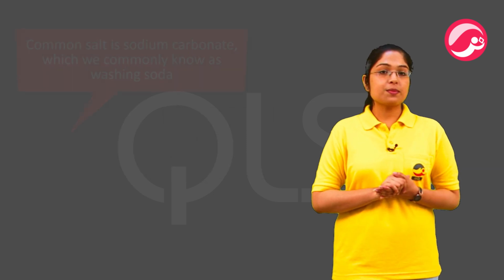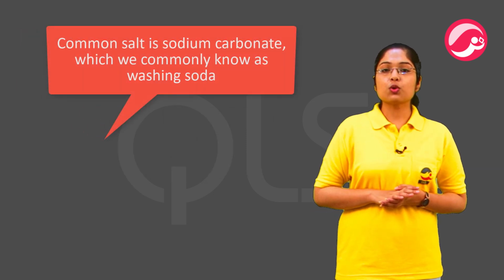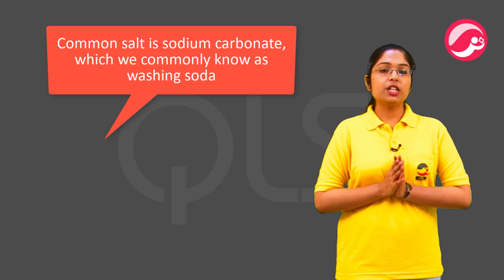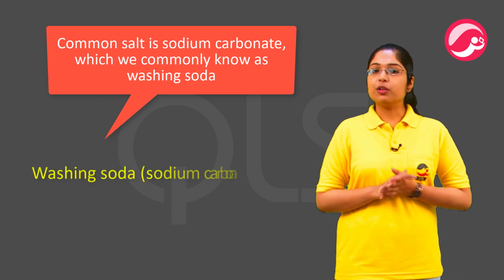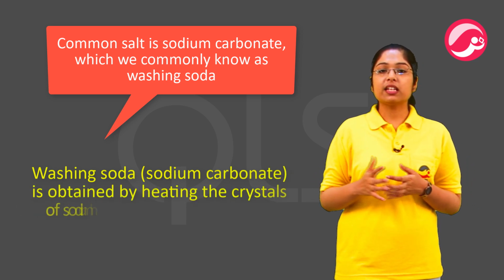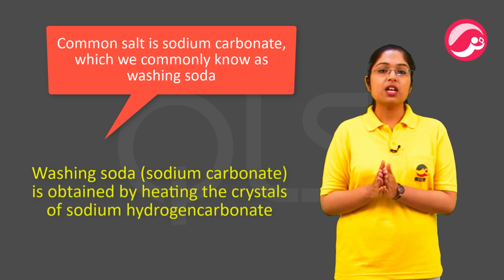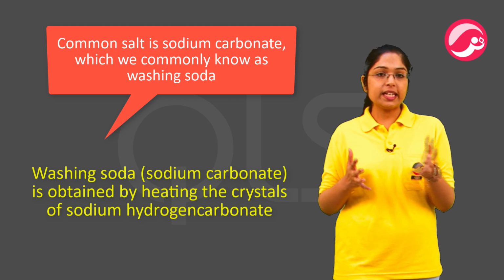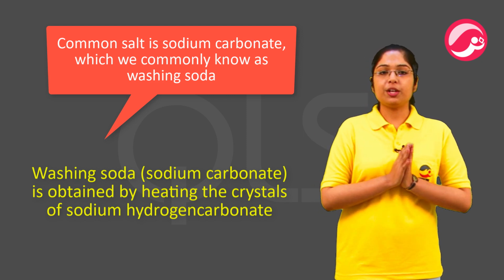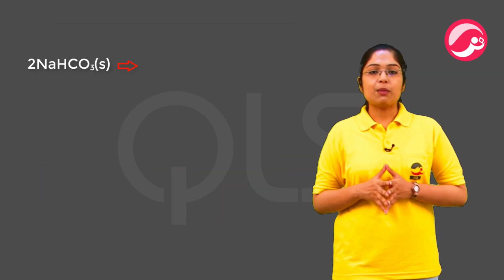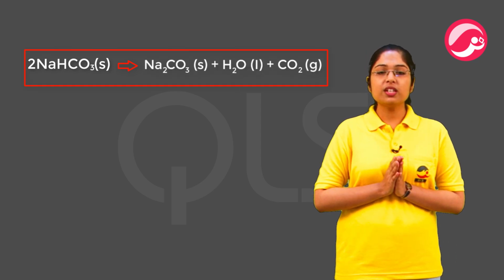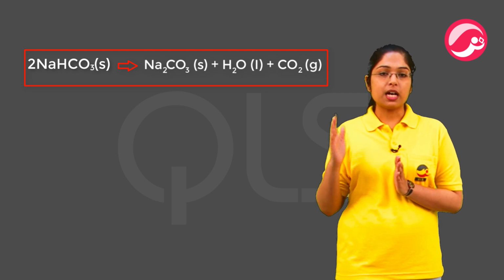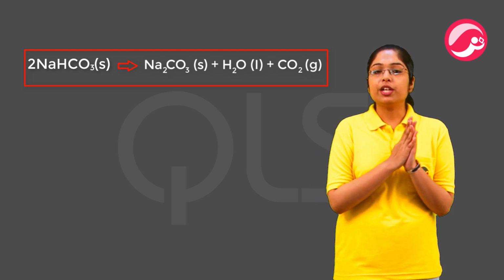The next useful substance produced by common salt is known as sodium carbonate, which is commonly known as washing soda. Washing soda, sodium carbonate, is obtained by heating the crystals of sodium hydrogen carbonate. जब sodium hydrogen carbonate को हम heat करेंगे तो हमको sodium carbonate मिलता है. Sodium hydrogen carbonate, when heated, decomposes. It is thermal decomposition. It decomposes into sodium carbonate, water and carbon dioxide.